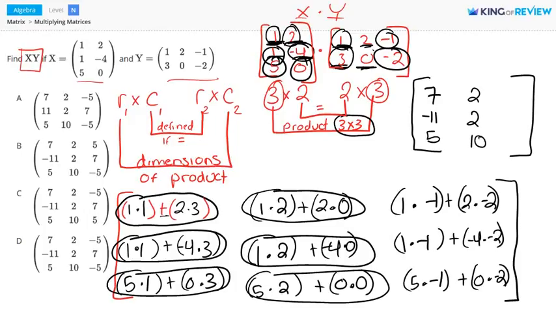And column 3. 1 times negative 1 plus 2 times negative 2 is negative 1 plus a negative 4, or negative 5. And we'll continue here. We get 7 here, and the last entry is negative 5. So letter D is correct.